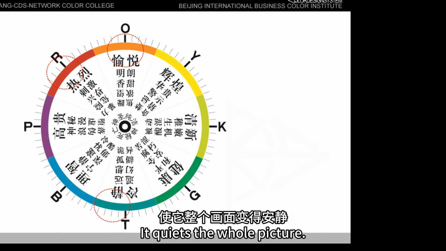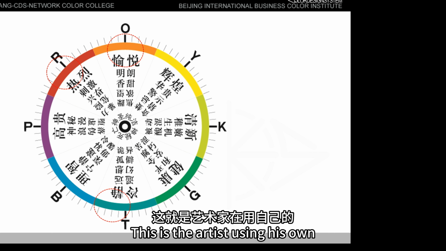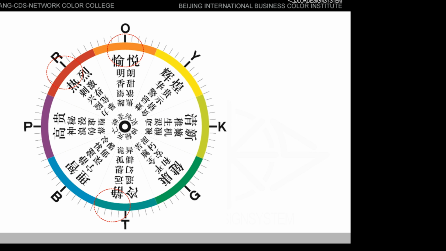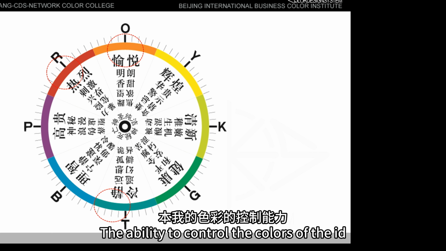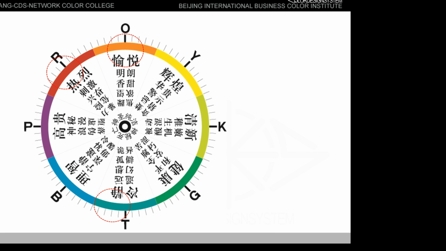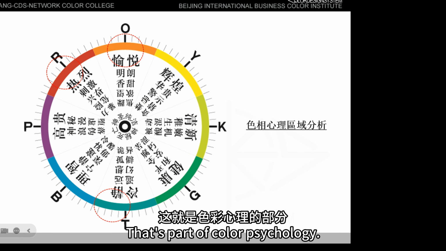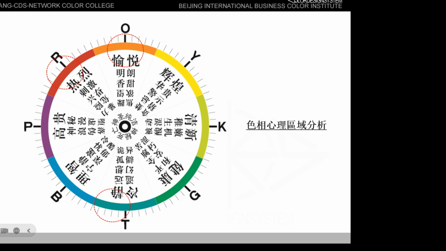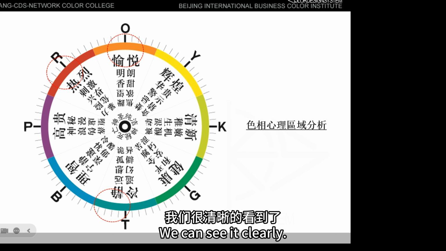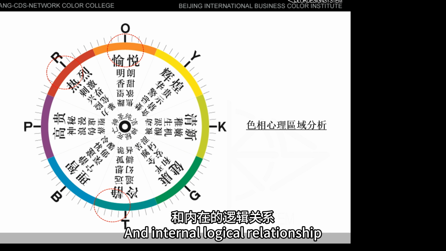It quiets the whole picture. This is the artist using his own ability to control the colors. The best artistic way to control color. There we go, that's part of color psychology. We can see it clearly, the interconnection between them, and the internal logical relationship.